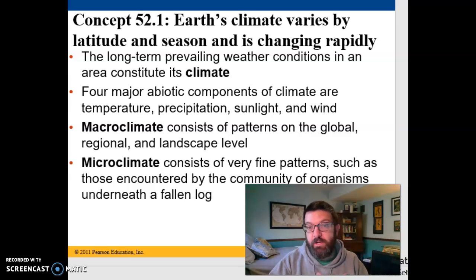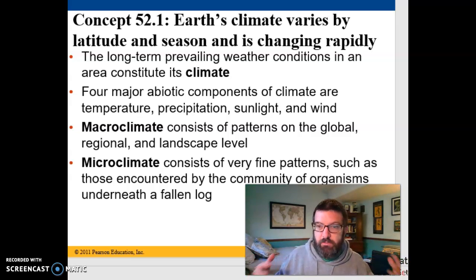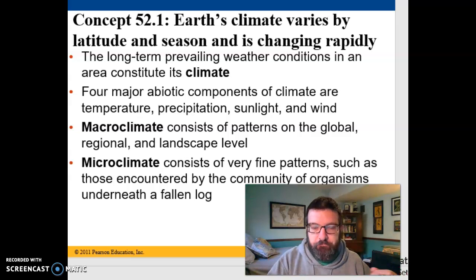Generally, it's wetter here than it is in California, even though occasionally there are days where it's raining in California and it's dry in Cincinnati. Anyway, macroclimate are big patterns on regional landscape, sometimes global level, and microclimate is patterns in very, very specific places. It's underneath a fallen log. It's going to be a little bit cooler and wetter than it is in the area around there, and certainly shadier.